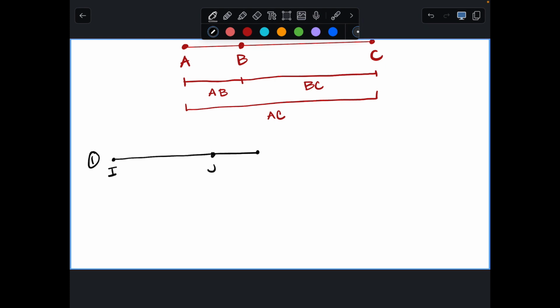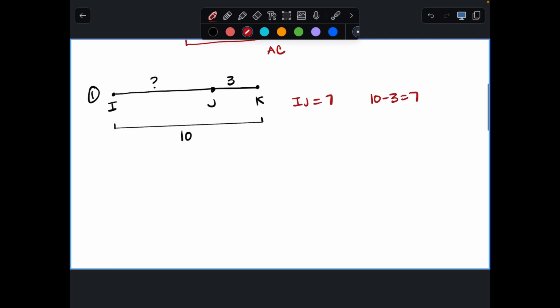So I'm going to label these points I, J, and K. If I don't know what IJ is, but JK is 3, and I know that the full length is 10, then tell me what IJ equals. Good. So all you did was subtract 10 minus 3, right? That's level 1. So I think all of you can get at least a level 1.